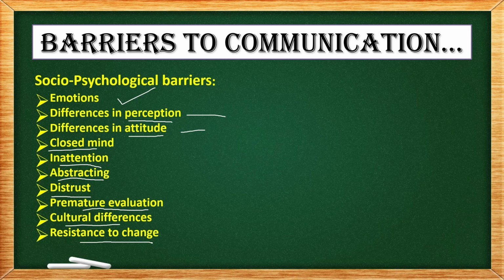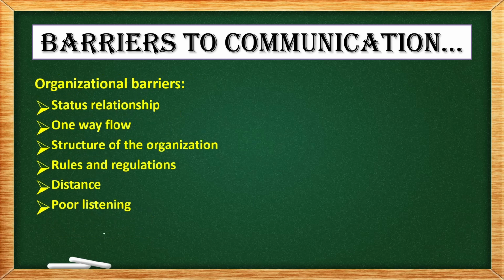Now the next barriers, organizational barriers. Those barriers which are there in the organization. फर्स्ट वन इज स्टेटस रिलेशनशिप. स्टेटस होती है हमारा डेजिग्नेशन, पोस्ट. हम सब पोस्ट या डेजिग्नेशन के अकॉर्डिंग ऑर्गेनाइजेशन में काम करते हैं.